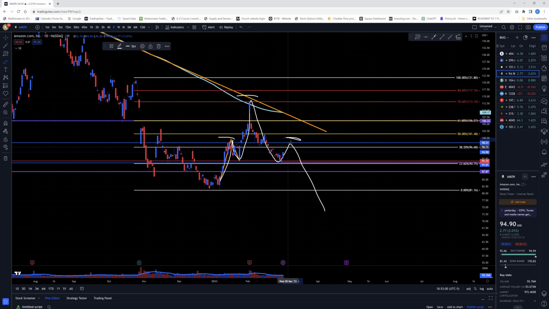So again, I think this is going to pull back to about this 98.31, somewhere up in here, possibly this 100 area, to form this right shoulder, and then continue to come down. It's a perfect setup for that head and shoulders pattern.